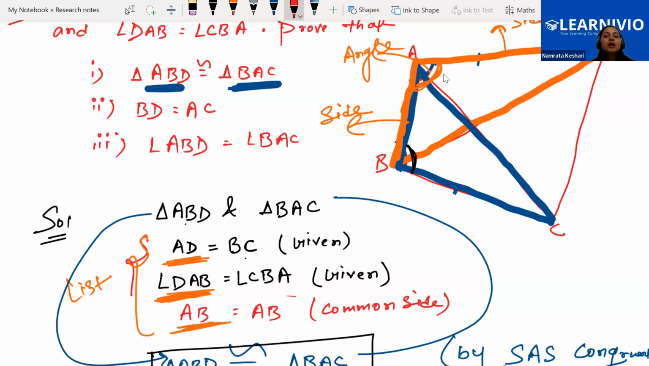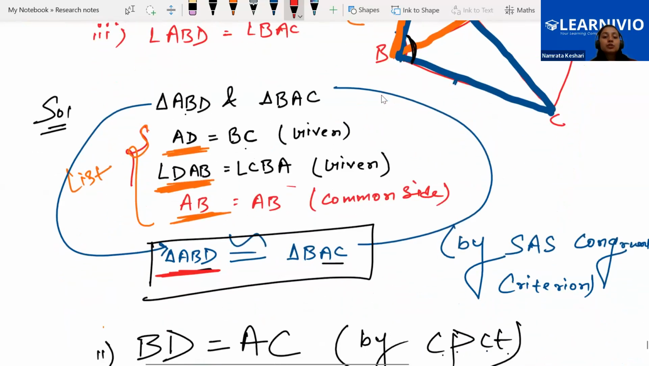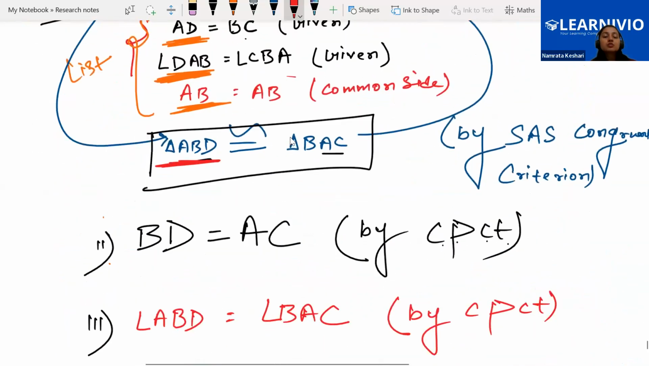One thing we have found by ourselves just by looking at the figure is that AB side is present in the orange triangle also, and AB side is present in the blue triangle. So AB and AB both are a common side, and hence these two triangles are congruent with each other. And since these two triangles are congruent, we can make a corresponding side list. But here we don't have to make the list. We just have to show that BD and AC are the same.